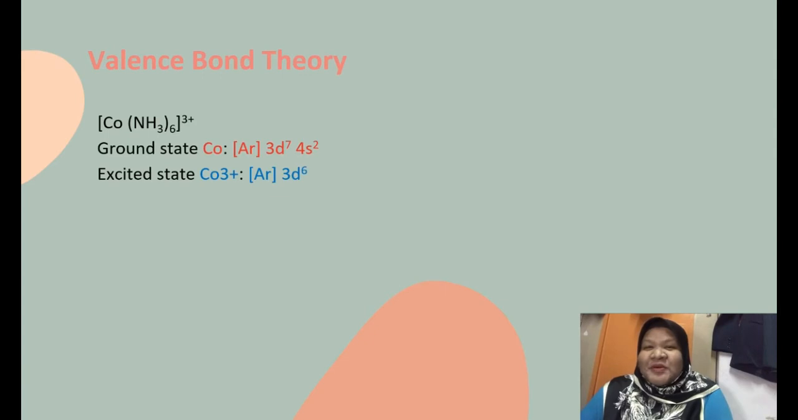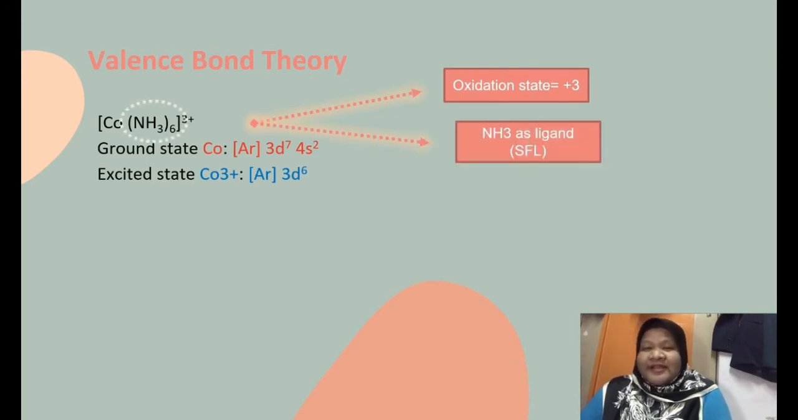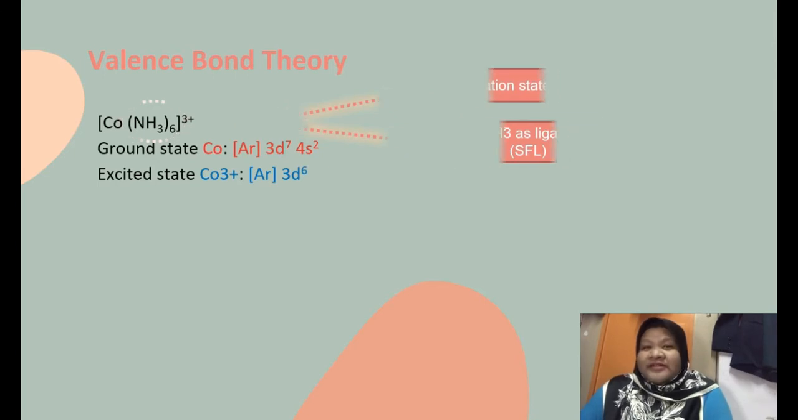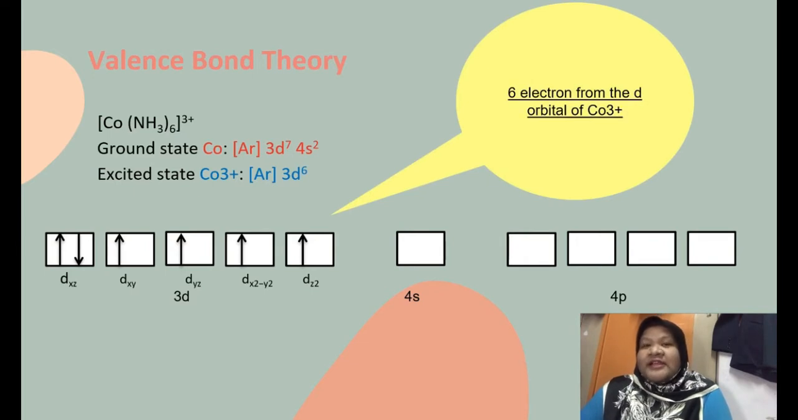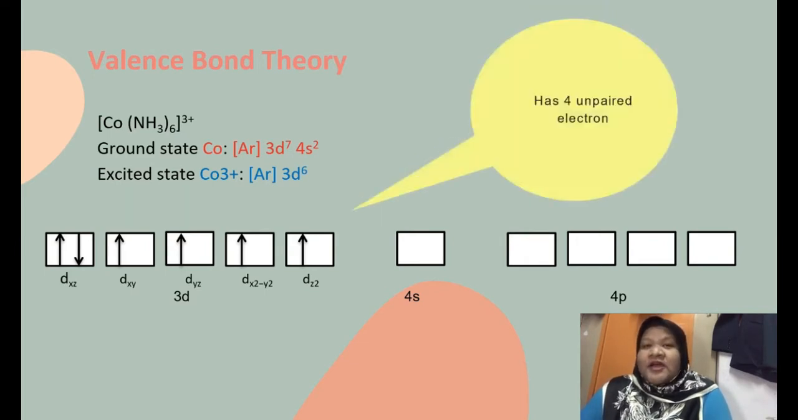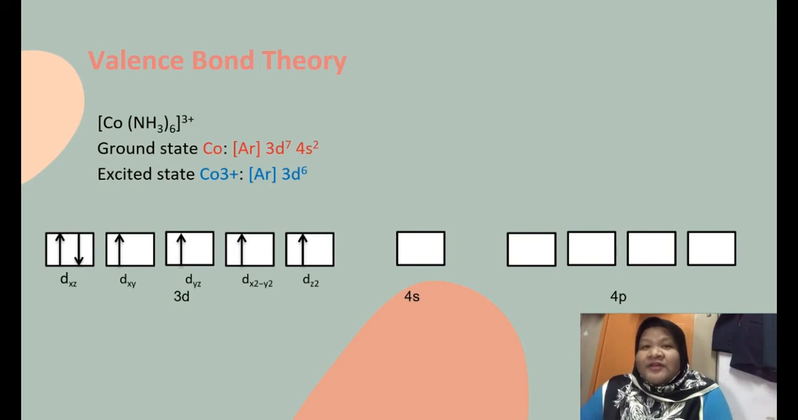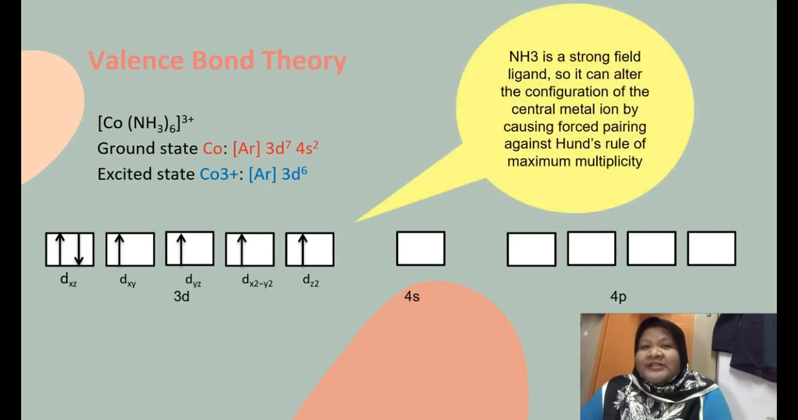Okay, first we know based on the coordination complex that cobalt exists in the 3+ oxidation state, and it has NH3 as a ligand, which is a strong field ligand. The cobalt 3+ has 6 electrons in the d orbital based on electron configuration, and it has 4 unpaired electrons. But if we look at the excited state of cobalt 3+, a strong ligand field can alter the configuration of the central metal ion by causing forced pairing, against Hund's rule of maximum multiplicity.